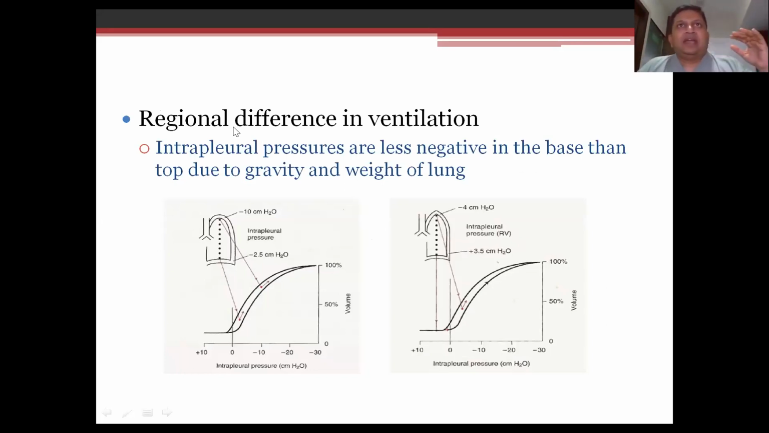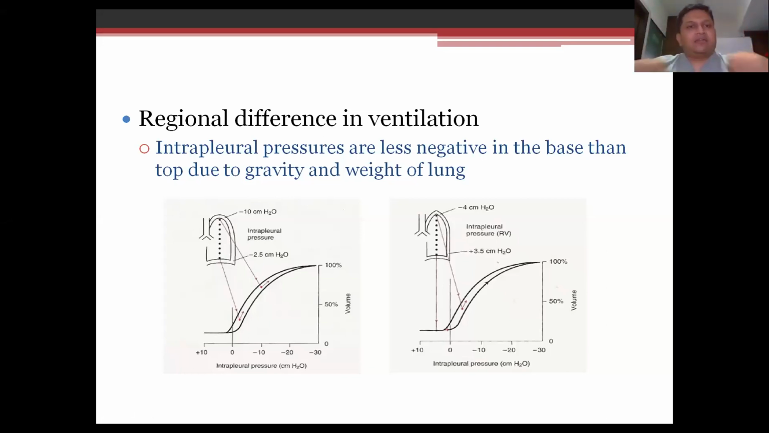So we looked at the compliance, the surfactant, the resistance, the elastic recoil. All these factors act with each other, and they make an environment in our respiratory system. So everything is dependent on each other. Another thing that also acts on our lung is gravity.